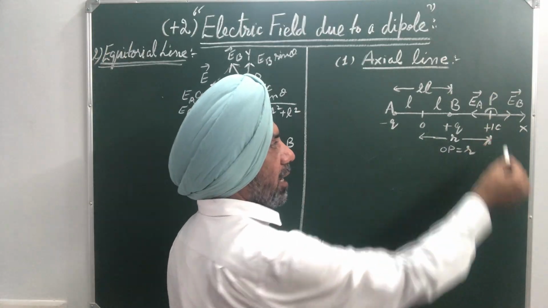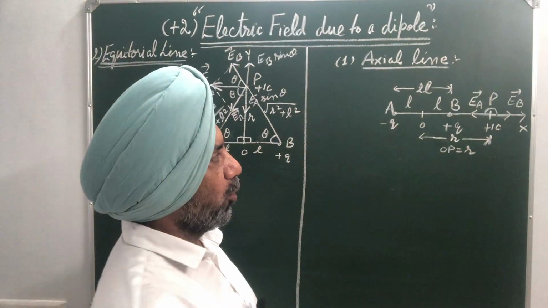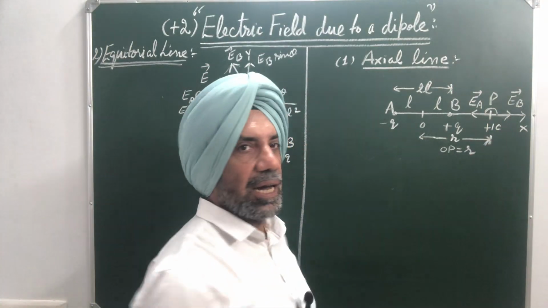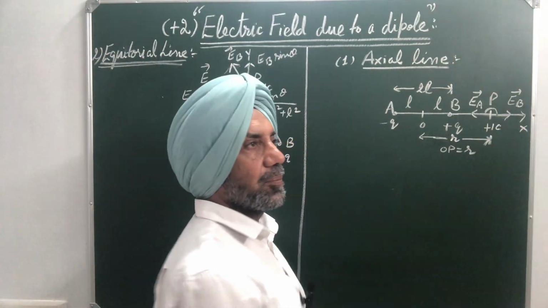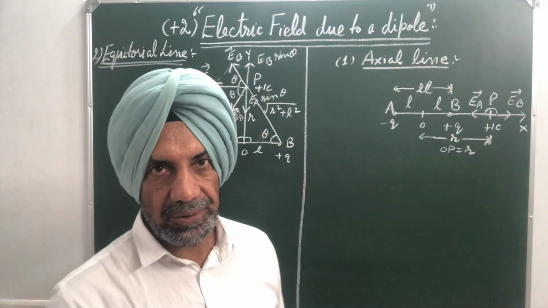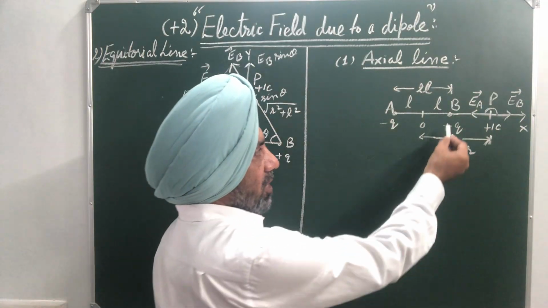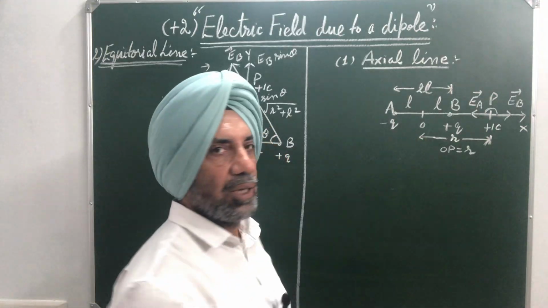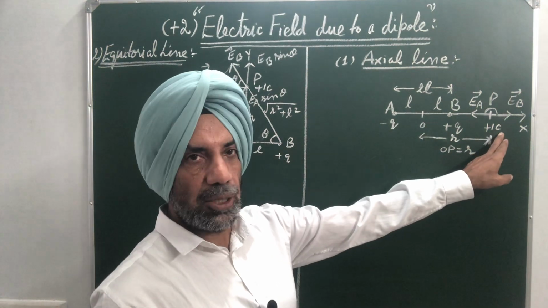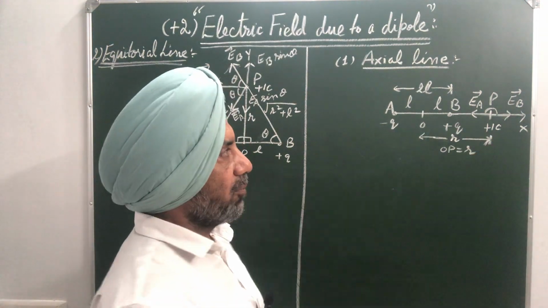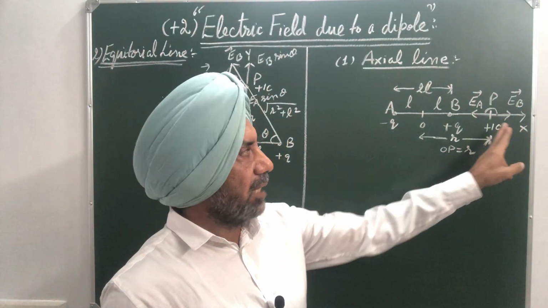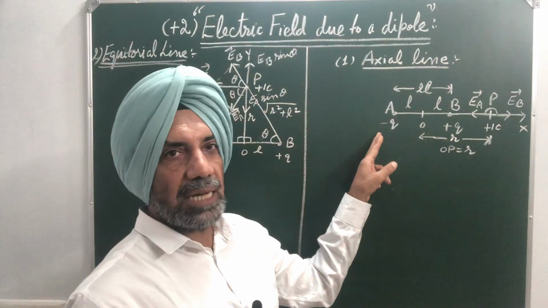We have to find the electric field due to this dipole AB. So let a plus 1 coulomb test charge be at point P, where the electric field due to the dipole is to be determined. Since the charges plus q and minus q will each exert force on the test charge, there will be an electric field due to the charge at B as well as due to the charge at A.